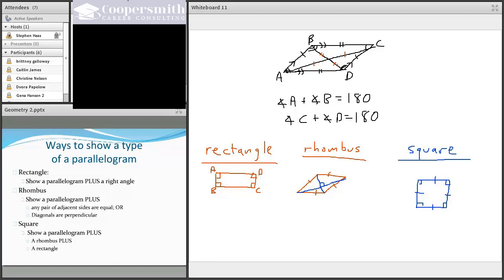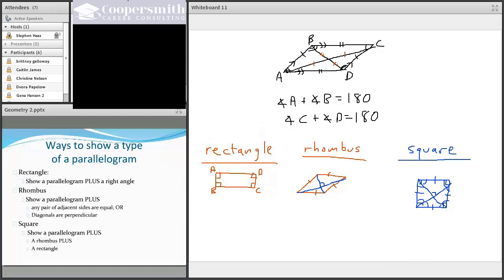If I make 2 diagonals, not only are the diagonals equal to each other, and not only are the diagonals perpendicular, but all these angles made by the diagonals are equal to each other. Pretty much everything is equal. So that's a square. Those are the 3 basic subtypes of parallelograms.